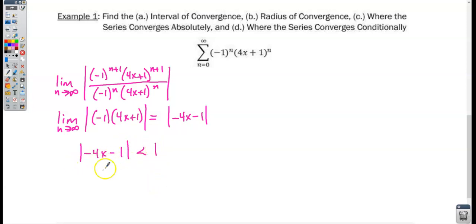And now we can go ahead and solve this inequality to find my interval of convergence. We'll go ahead and add 1 to all three parts and divide all three parts by -4.